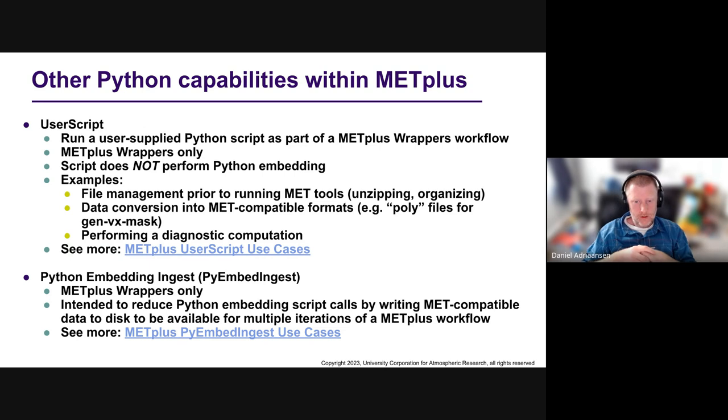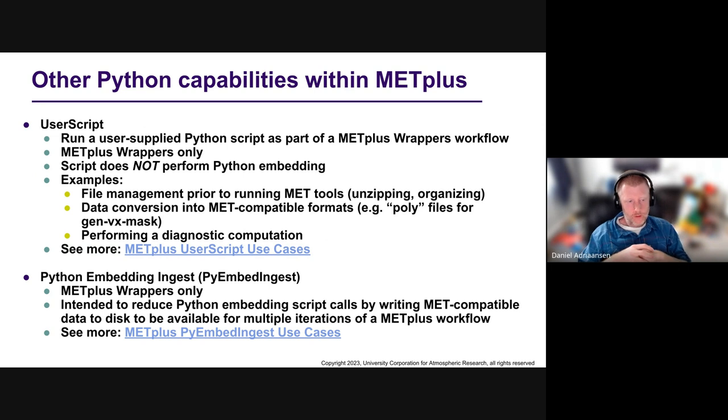You could do data conversion into MET compatible formats. And we'll see an example of this later on in the training session this morning. So the GenVxMask tool supports lots of different input data formats. And one of those is a poly file, which is just an ASCII file with columns of latitude and longitude defining the boundary of a polygon. And let's say you had another type of file, like a KML file that contained that information, but GenVxMask can't read the KML file to create the polygon. You could open the KML file with Python, write out a poly file that can be used by GenVxMask, and that's not necessarily Python embedding.